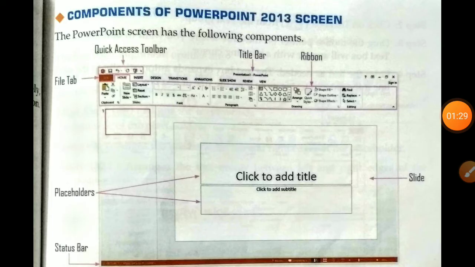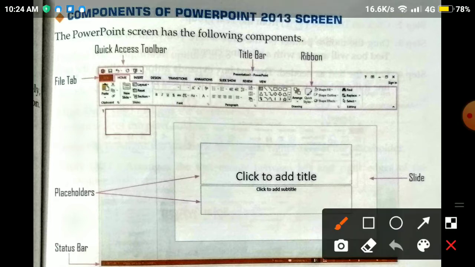Now we will discuss components of the PowerPoint 2013 screen. The PowerPoint screen has the following components. Here, number 1, quick access toolbar. Second, file tab. Here, this is the placeholder. Next, status bar, which is at the bottom of the screen.